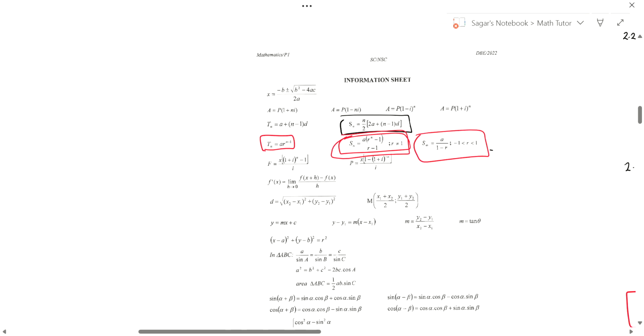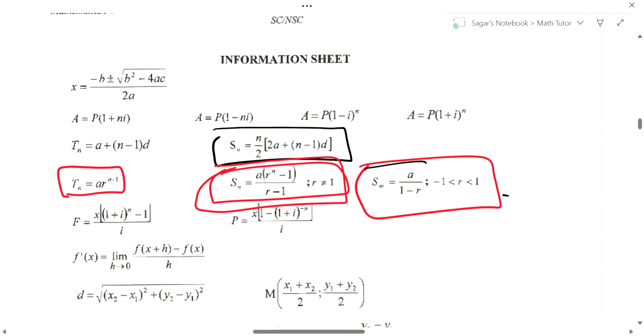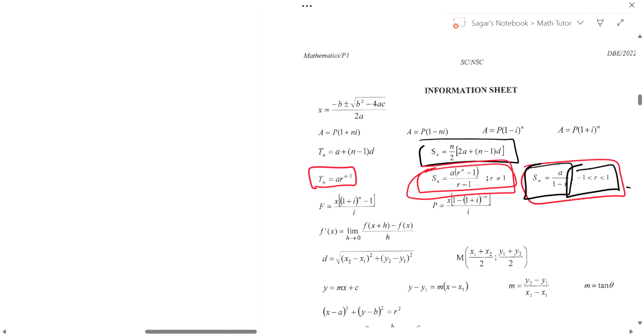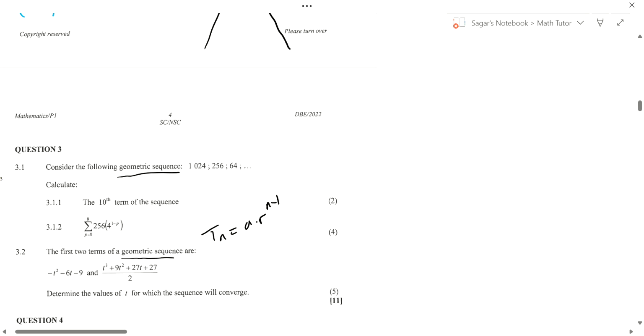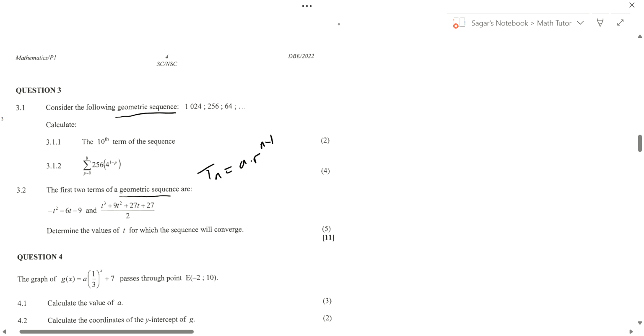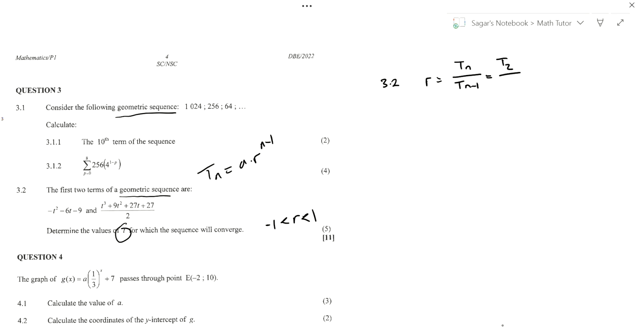We go to our information sheet. We have the convergence formula to infinity, and we have its bounds. So the series converges when r is between minus 1 and 1, right? But they don't want to know about r, they want to know about t. So we know that r is equal to the current term over the preceding term. In this case, it is T2 over T1.